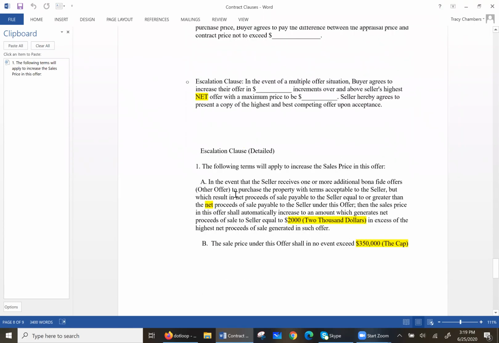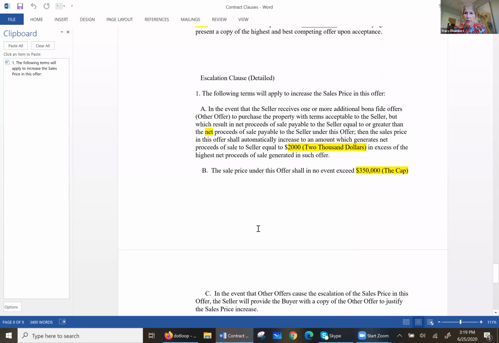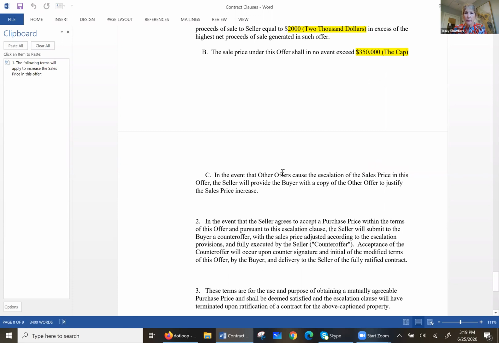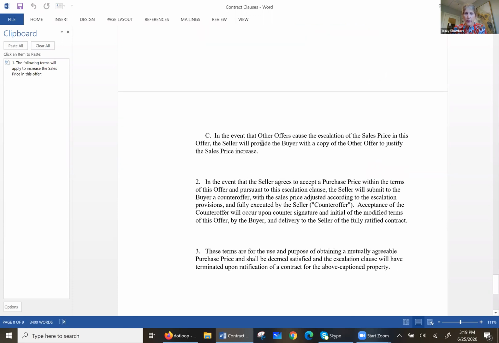So this is the escalation clause. I know, Lisa, you use this and we use this, and it basically is a detailed escalation clause, which it needs. And the difference is it basically says the same thing as up above. Says, hey, you know what? Seller is going to go up in $2,000 increments, not to exceed $350,000. You've got to have a cap. And then it says, in the event other offers cause the escalation of the sales price in this offer, the seller will provide a copy of the offer to justify the price. You have to do that.